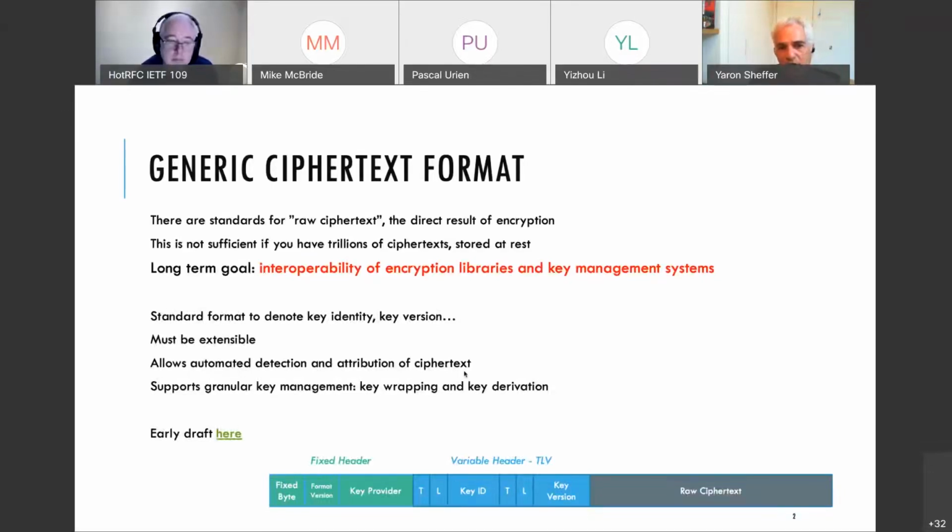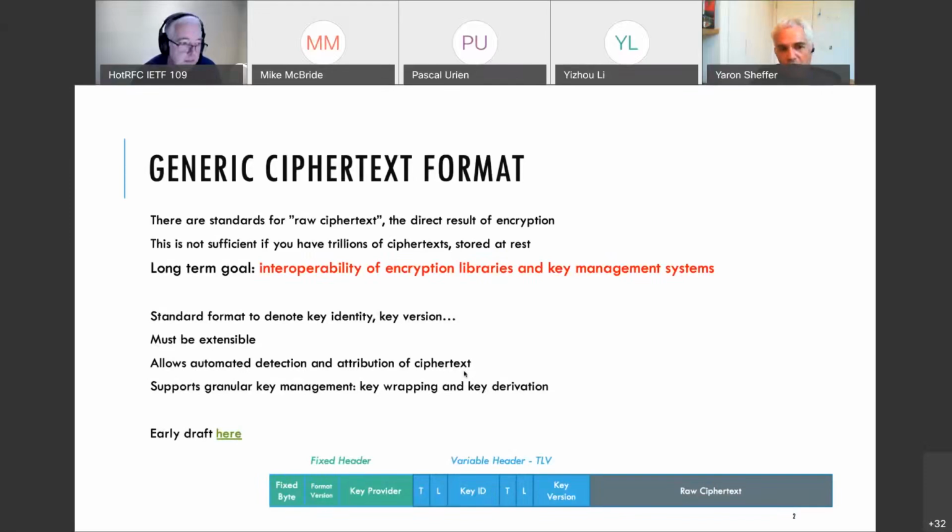So the goal is to have, to some degree at least, self-identifying encrypted data and to enable interoperability of encryption libraries and key management systems that are related to them. The standard format should include at least key identity and a way to version keys so as to allow for key rotation. Of course, it needs to be extensible, just like any other broadly used format.